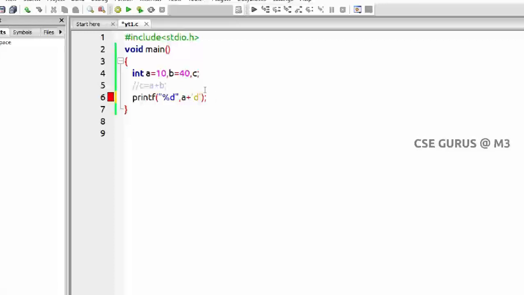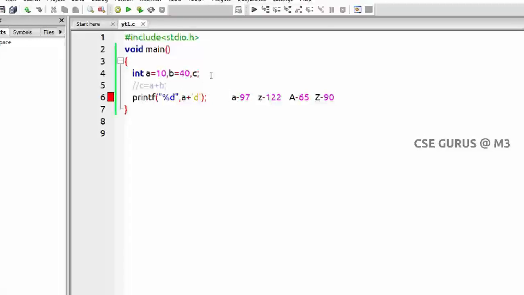I'll simply write here. For lowercase a, the ASCII value starts from 97 up to z, which is 122, right? And for uppercase A, it starts at 65 and up to Z it is 90, right? So for D you can observe, A is 97, B is 98, C is 99, D is 100. So now a, here it is a variable, 10 plus 100, which is 110. You can see the output 110, you will get it.